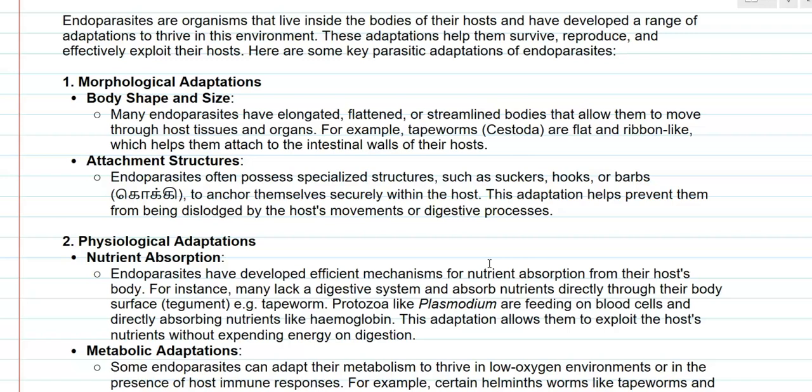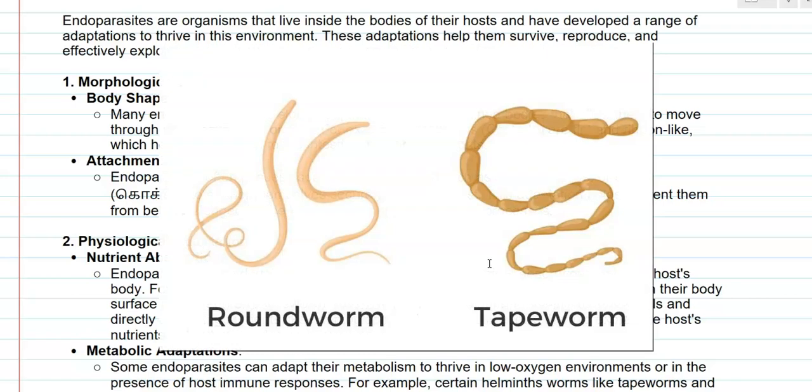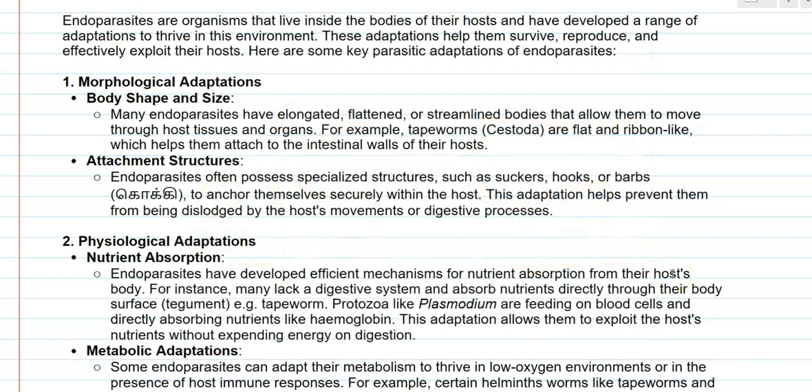Usually, these endoparasites have elongated, flattened or streamlined bodies that allow them to move freely through the host tissues and organs. A classical example is tapeworms, which come under the order Cestoda. They are basically flat and ribbon-like organisms. This flat body structure helps them to attach to the intestinal walls of their host for their living.